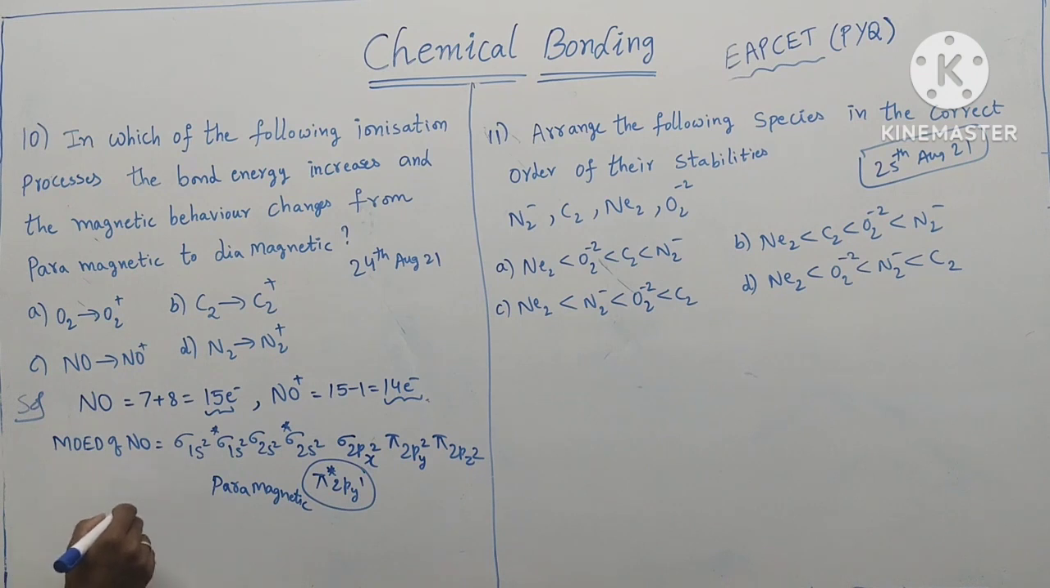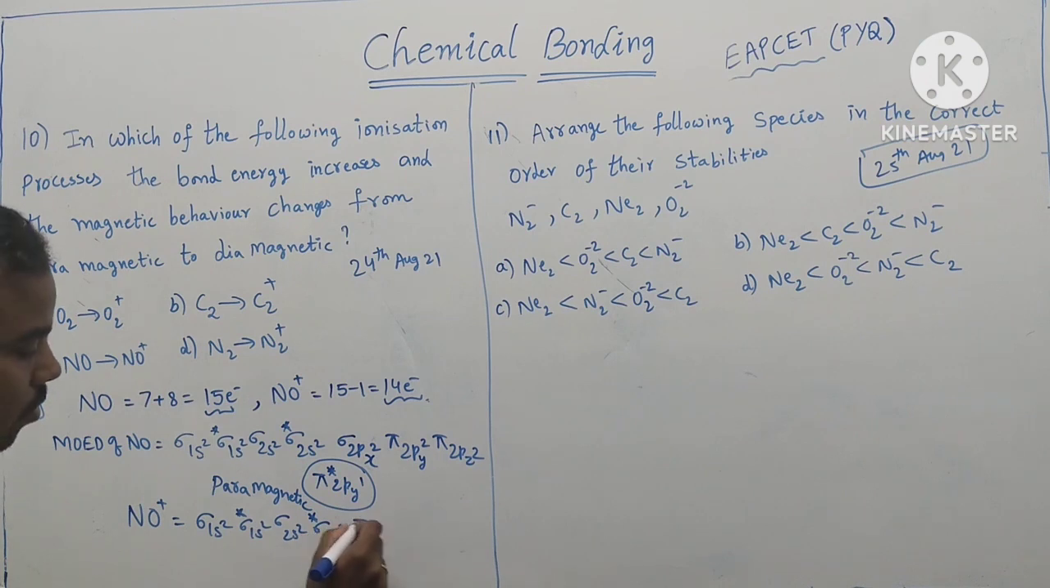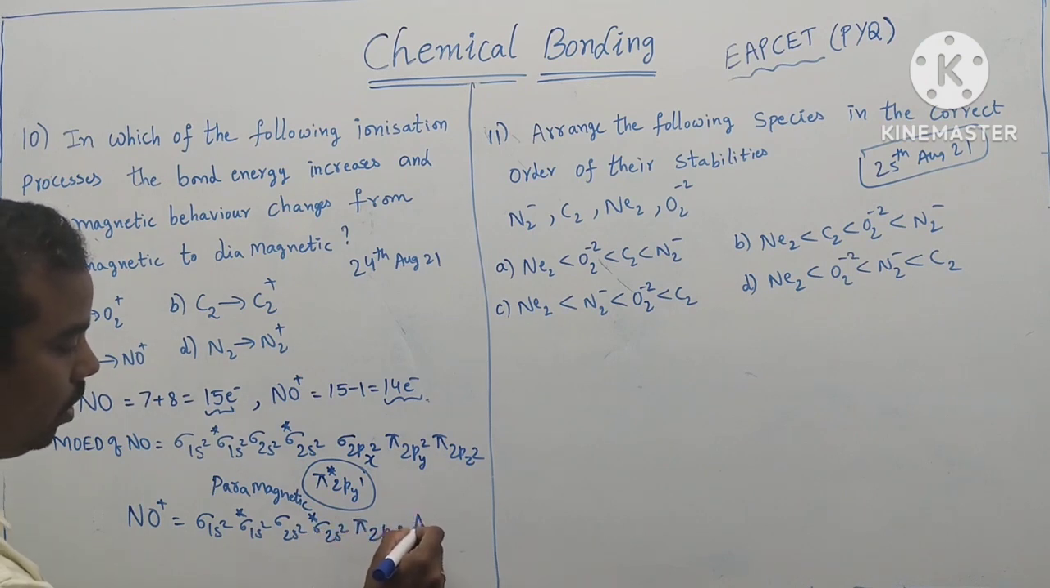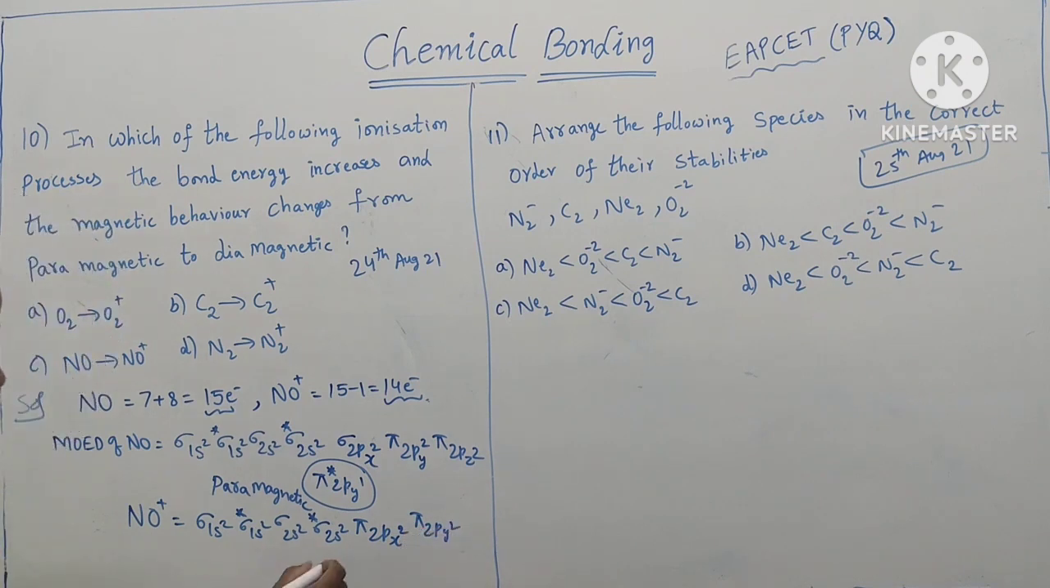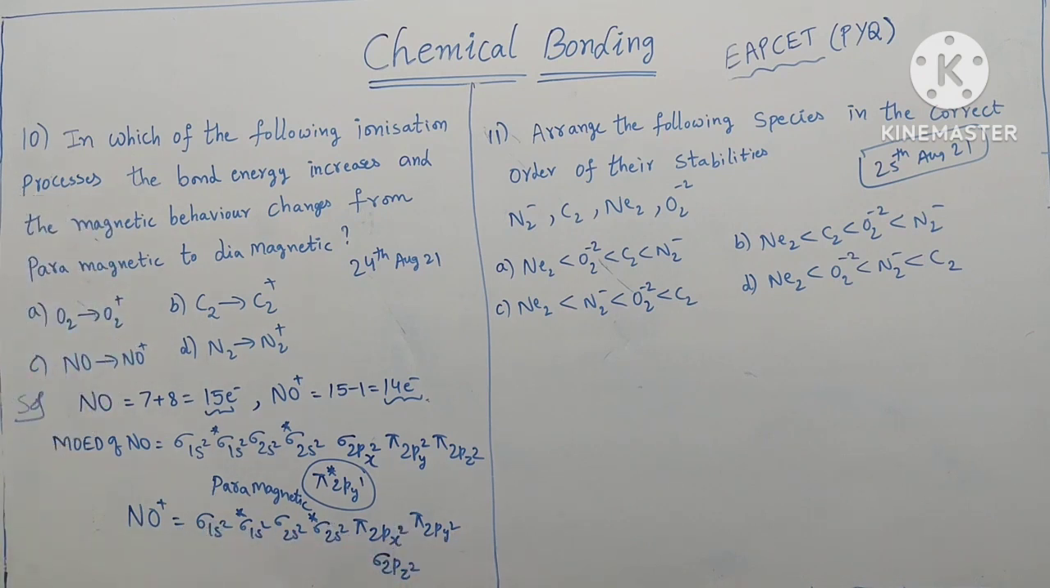Next, NO plus has 14 electrons: sigma 1s2, sigma star 1s2, sigma 2s2, sigma star 2s2, pi 2px2, pi 2py2, sigma 2pz2, that is 2, 4, 6, 8, 10, 12, 14. So 14 electrons are present and there are no unpaired electrons, which means diamagnetic. So paramagnetic is converted to diamagnetic.